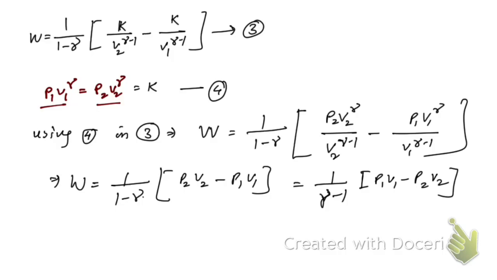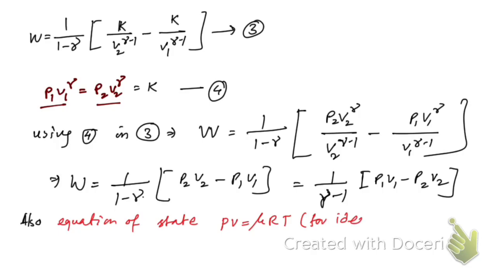And also we know the equation of state. From the equation of state, PV is equal to mu RT. This is for an ideal gas. Okay, so we have taken an ideal gas here, right?